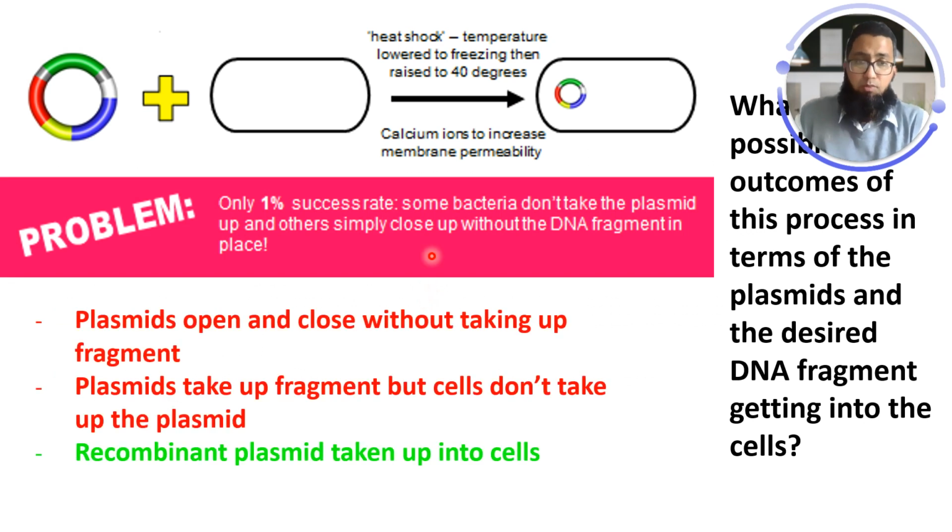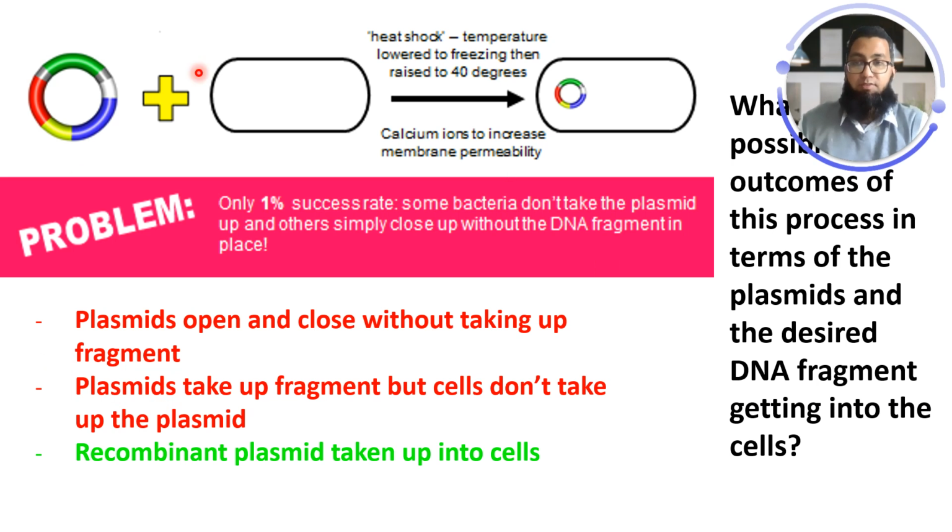So that's the reason why we only have like 1% going in. So we add in calcium ions, and we add in heat shock. Heat shock is you increasing the temperature to about 40 degrees, and that increases the chances of it going in. For the exam, you don't need to know the exact temperature. Just know calcium ions or heat shock will increase the rate of transformation. That's that success rate.